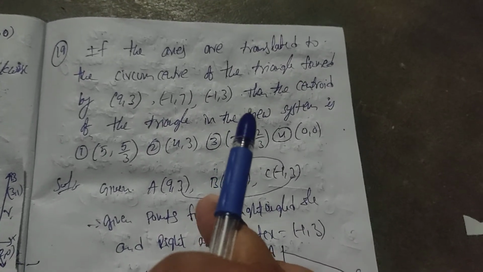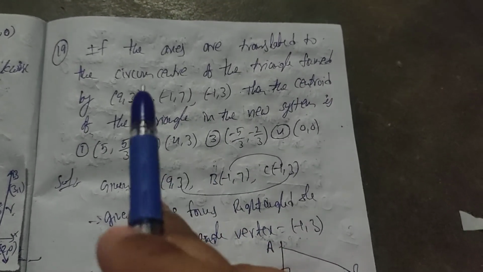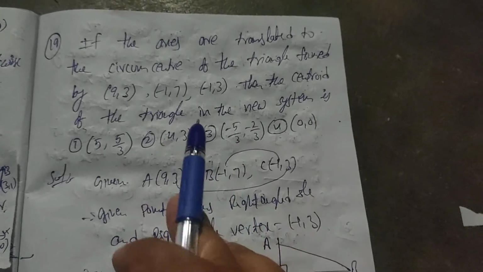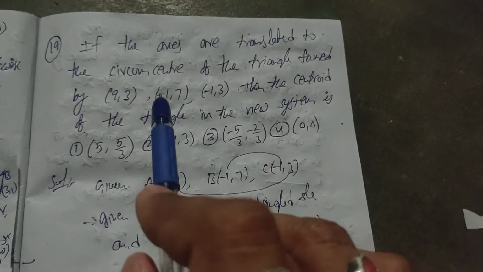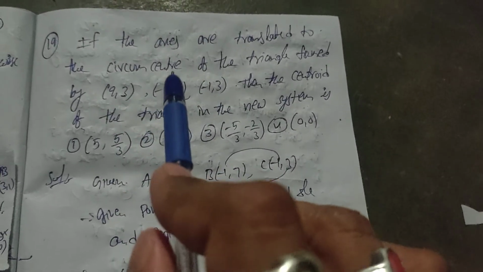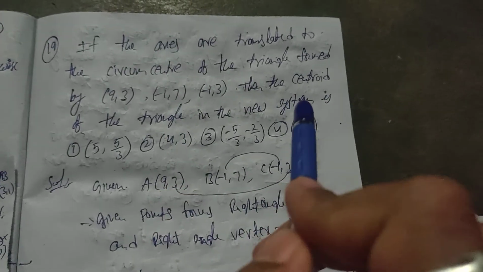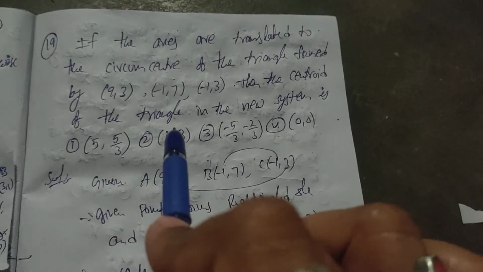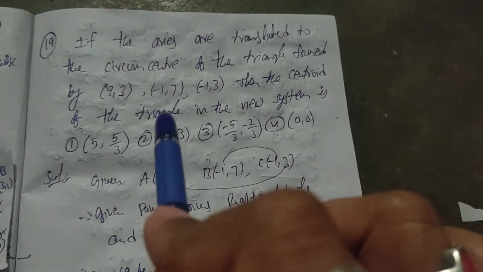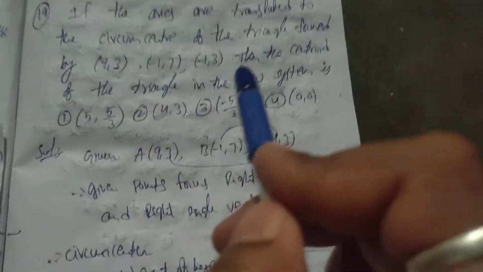Okay, very clear question. So first we have to find out the circumcenter and translate the origin, that means shift the origin, to that circumcenter. After that find out the new coordinates of the centroid of this triangle. That means we have to first find out the centroid of this triangle. After that we have to find out the new coordinates of the centroid.